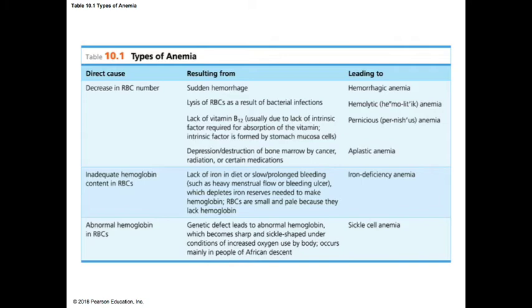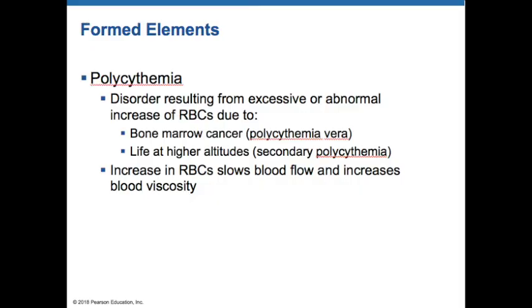And again, regardless of the type of anemia, remember they're all going to share the same characteristic, which means that they're going to be incapable of carrying enough oxygen to your cells, to your organs, to your tissues. Now, another homeostatic imbalance of your red blood cells is a disorder referred to as polycythemia.